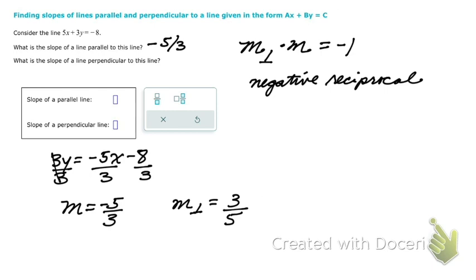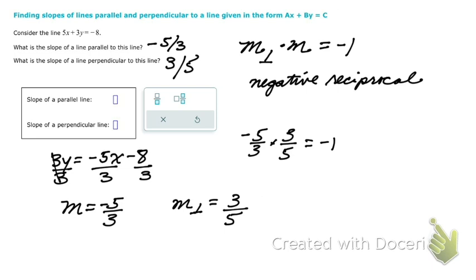And then if I were to multiply those, as this relationship between a line and its perpendicular states, if I were to multiply -5/3 times 3/5, I'd get -1, as that rule states above. So yeah, 3/5 is the perpendicular slope.